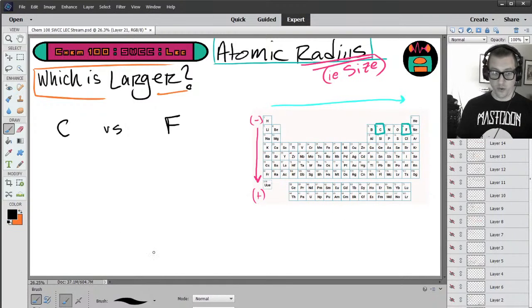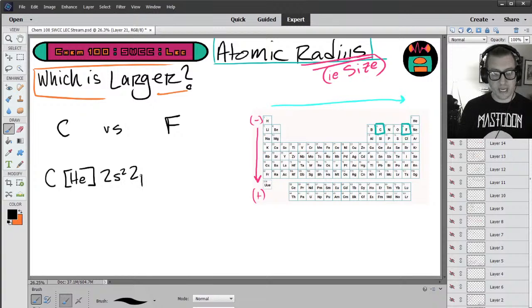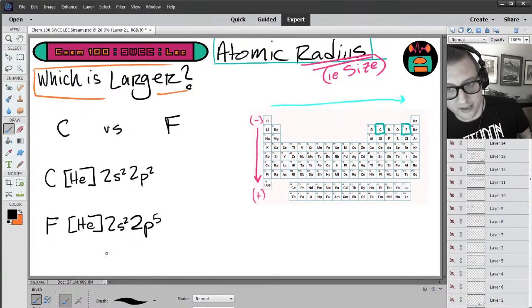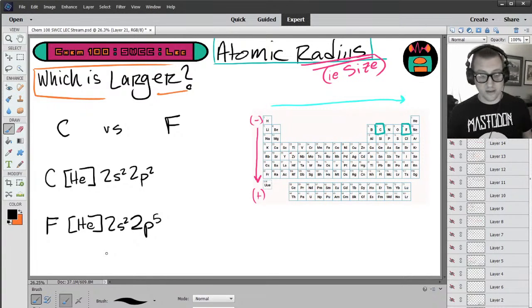All right. What I want to do is compare carbon to fluorine. If we look at the electron configuration for carbon, its nearest noble gas is helium, and it will have an electron configuration of 2s2, 2p2. If you look at fluorine, same helium core, but it'll be 2s2, 2p5. You have to count your way 5 spaces over into the p block.